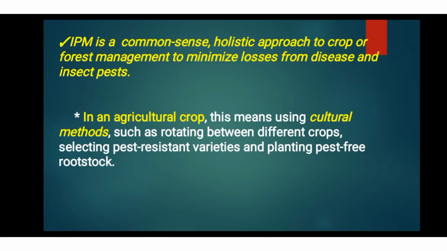Also, IPM is a common sense, holistic approach to crop or forest management to minimize losses from disease and insect pests. So in an agricultural crop, this means using cultural methods such as rotating between different crops, selecting pest-resistant varieties, and planting pest-free rootstock. So farmers know that if you reduce harmful insects and diseases in your crops, you have a chance for a better harvest. So today, many farmers and experts praise Integrated Pest Management, or IPM.